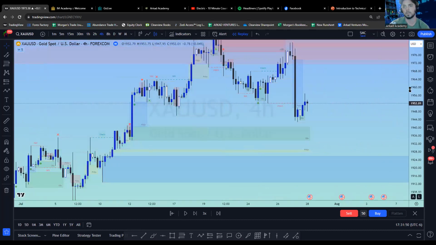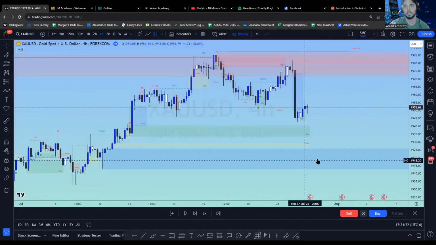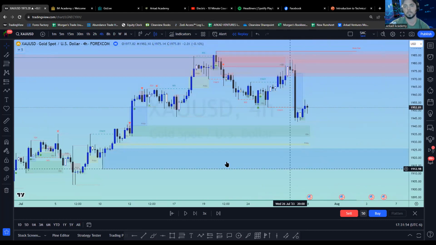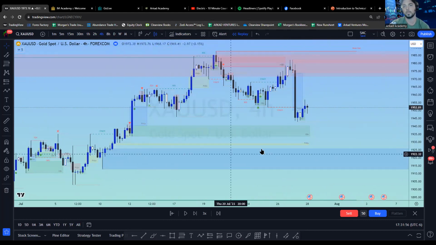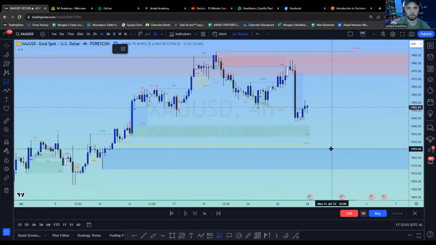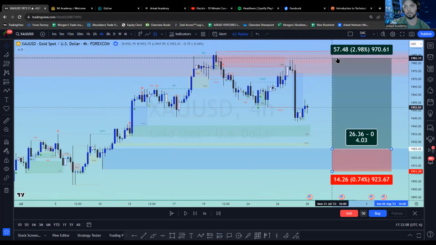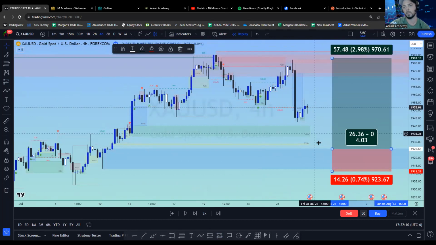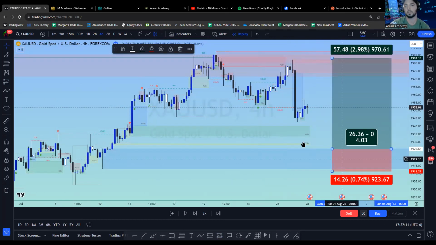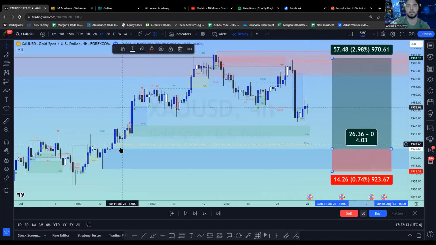What does the blue indicate, Morgan? This blue section here, this is a demand zone. So this is where people are putting their buys. Got it. So they're usually waiting for price to come back into this area.